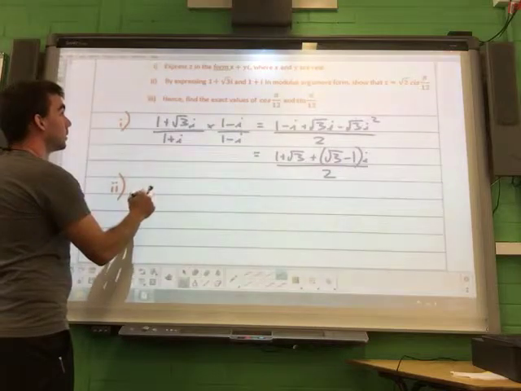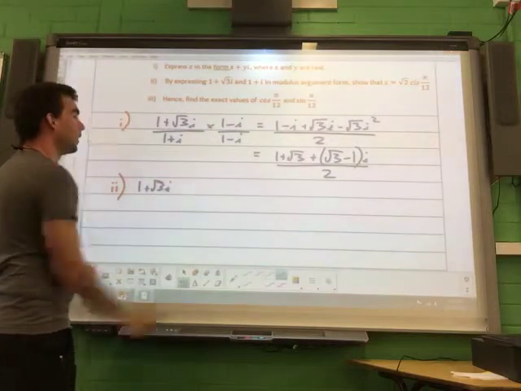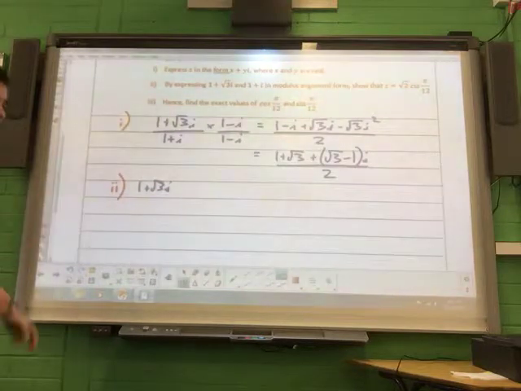Okay, so for 1 plus root 3i, we need to represent both those in modulus argument form. Okay, so how do we do it? How do we express a complex number in modulus argument form? How do we find the modulus?